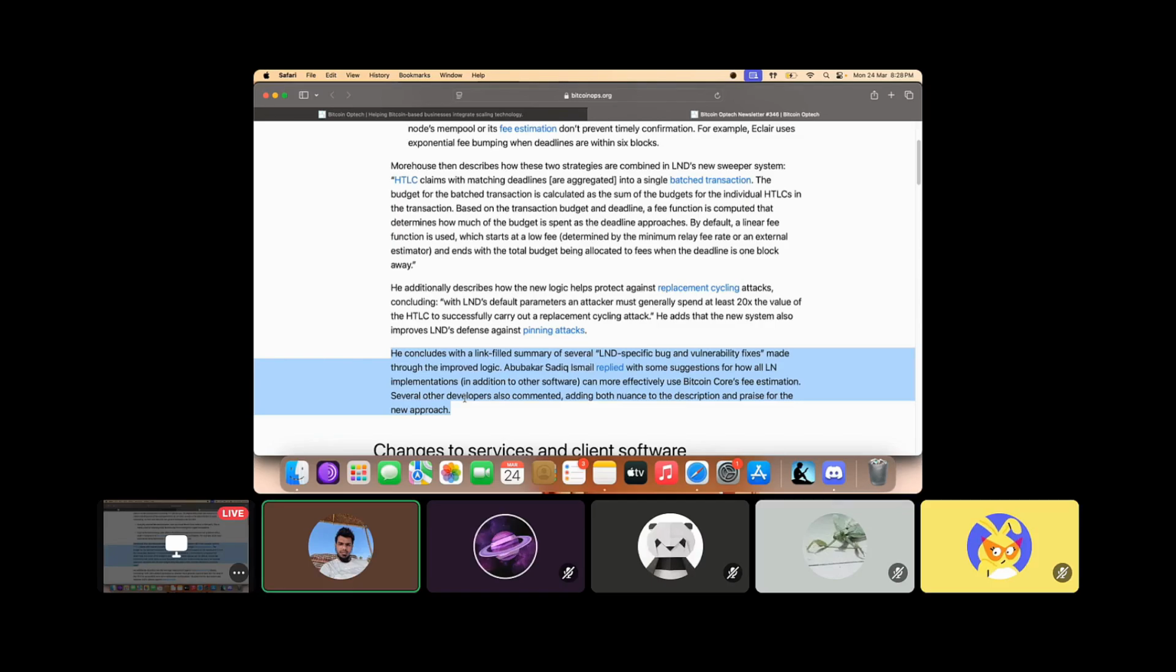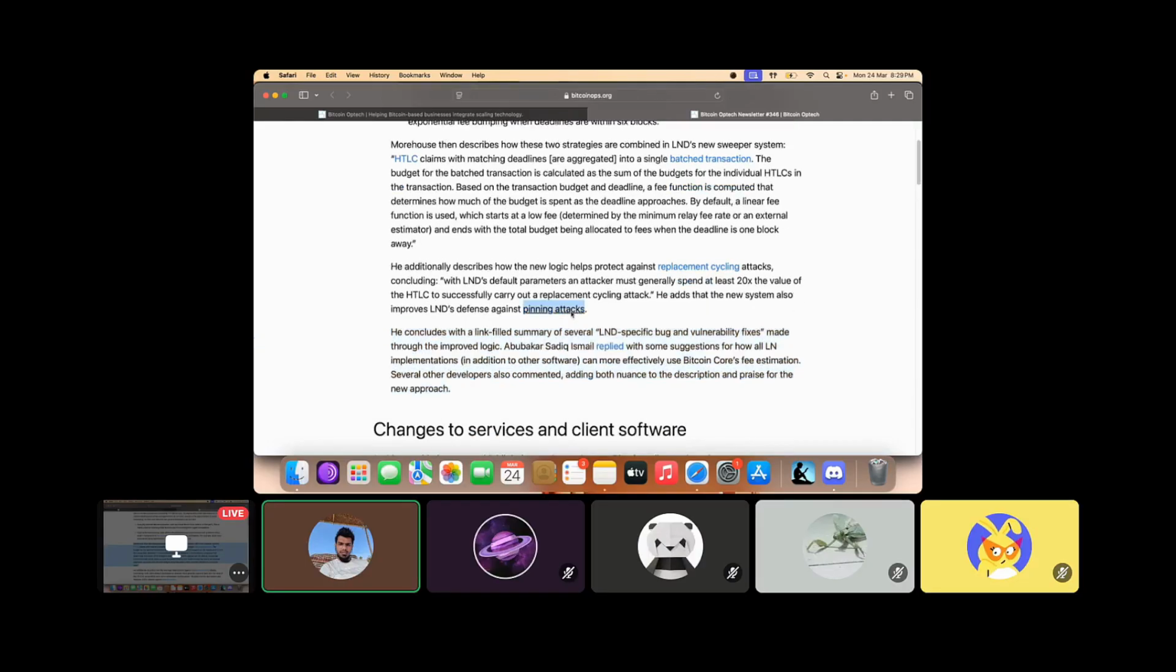I'm assuming most of us know what pinning attacks are. Without going into the intricacies of this, it makes replacement cycling and pinning attacks more difficult. Before we understand how it makes them more difficult, let's just chime over what a replacement cycling attack is and what a pinning attack is. I'm assuming most of us here know what a pinning attack is. It's something that we have discussed in detail in preceding sessions. If I had to just read over it, let's read over what a pinning attack is.